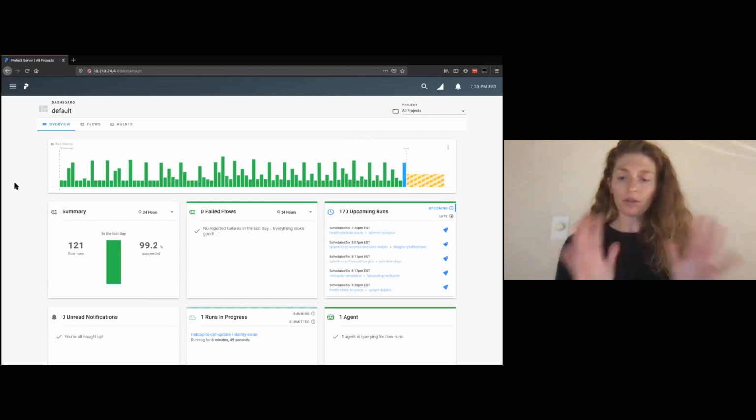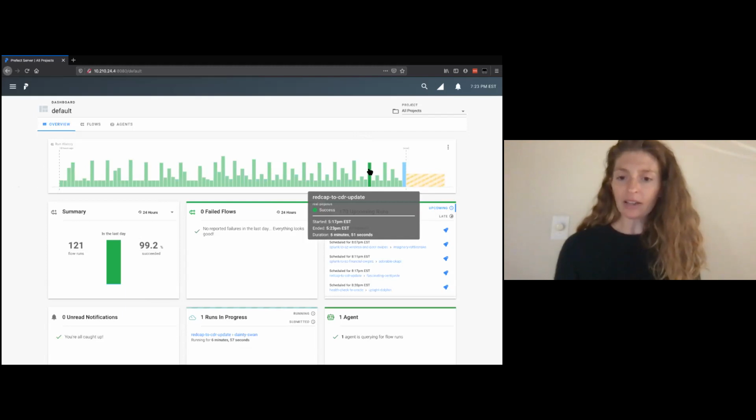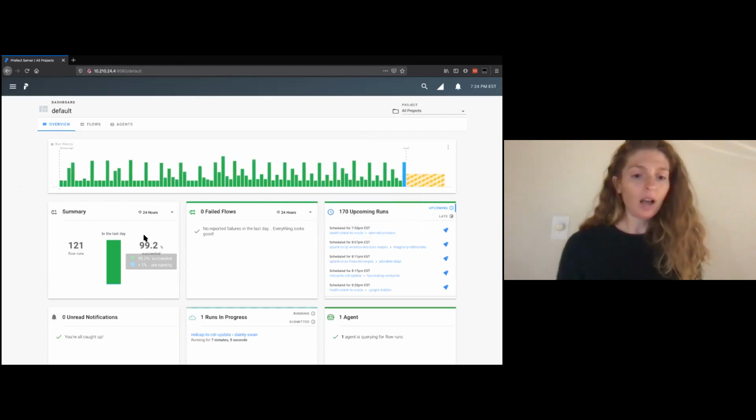In terms of all of the visuals you see here, the top bar gives us summary information about all of the most recent runs. So I can see that, about 2 hours ago, we had this job kick off and run for about 6 minutes, 51 seconds, and it succeeded. Again, more summary information about all of the jobs that have run in the last day, information about failed flows if you have any, as well as scheduled runs that are coming up.